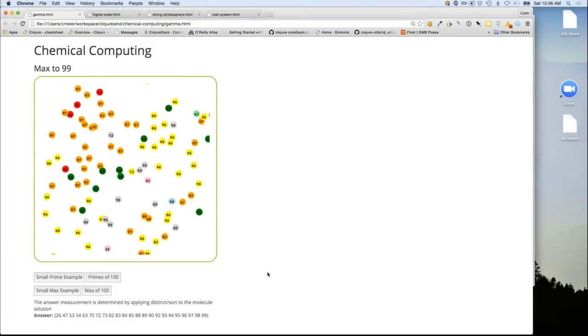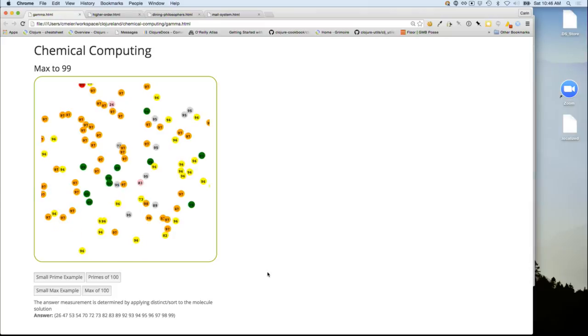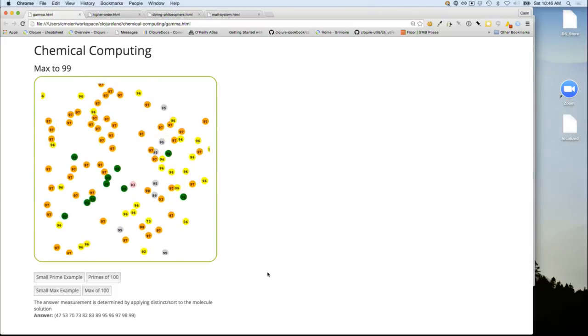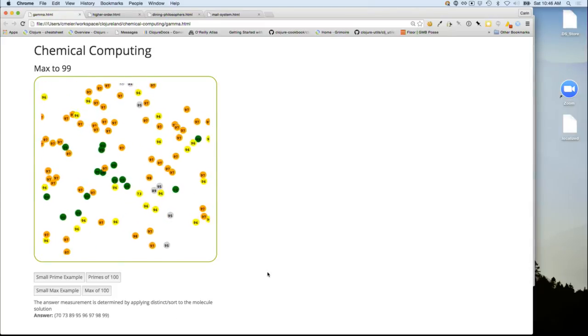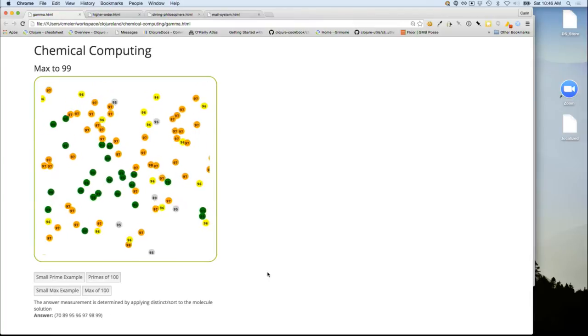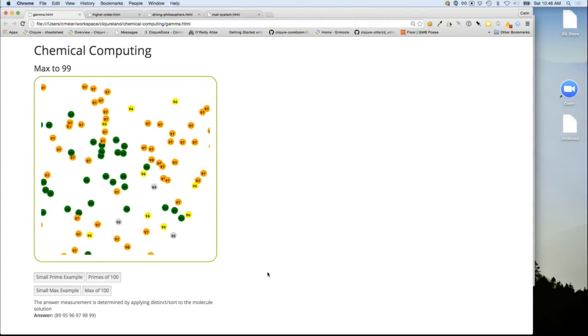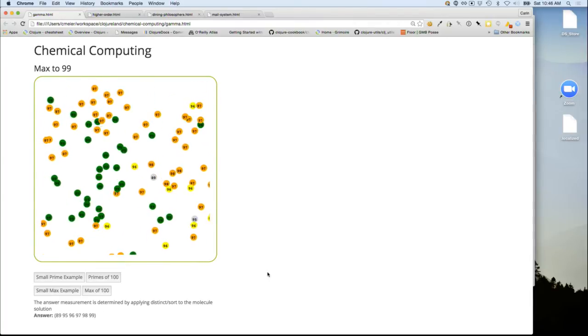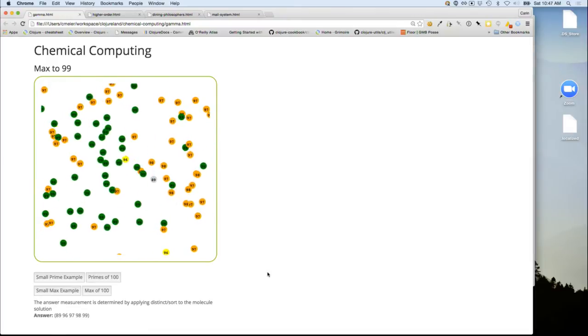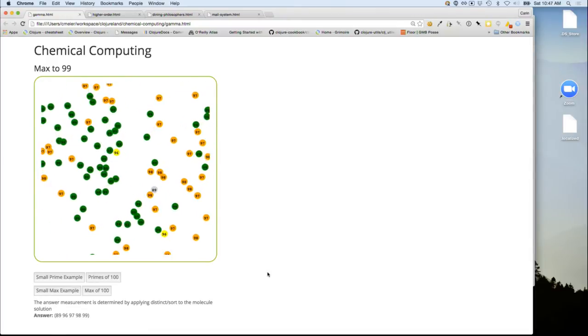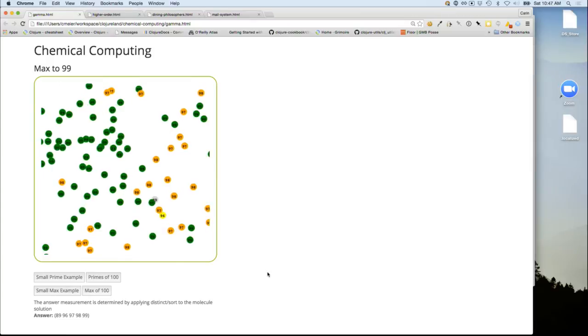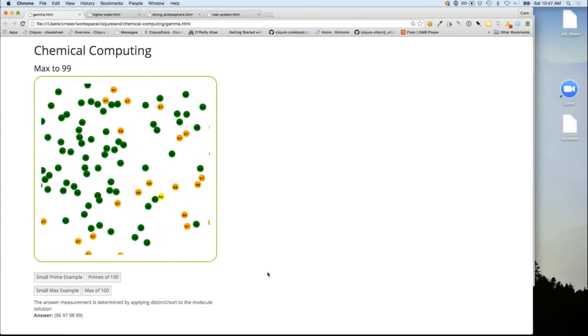96s. 96, 97s. The answer's going down, converging. 97s, 99s, all right. 99s are green. What's that straight 89 doing there? All right. Oh, it's getting closer.